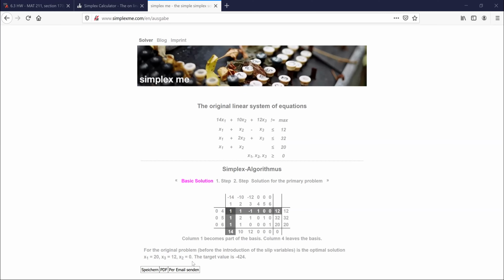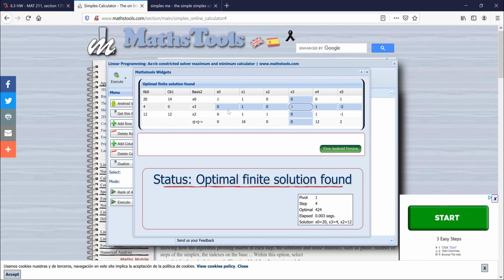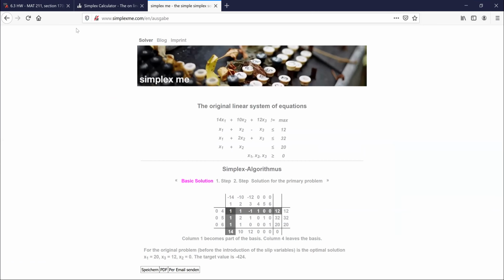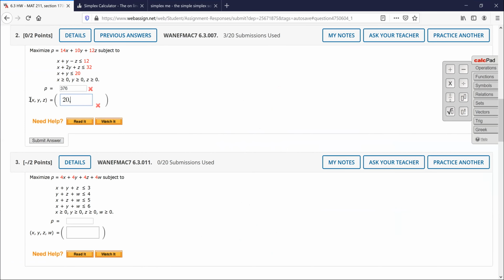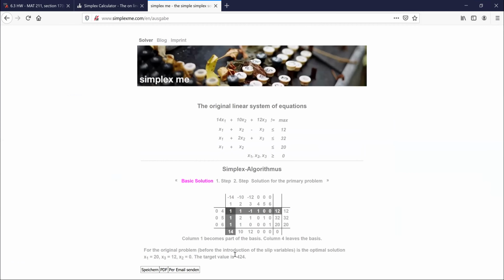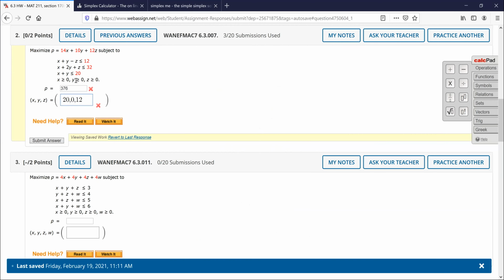Although I don't know how that's possible. Wait, where are the? Down here, x1, x2, x3. Got it. Oh, no, they're not in order. 20, 0, 12. Okay, that now I can see it. 20, 0, and 12. So let's go back to this one. 20, 0, and 12. Was that anywhere? 20. No. Okay. So x2 is out of order, but it's 20, 0, 12. And I think it also gives you the actual maximum value, which is minus 424. Should be positive though.